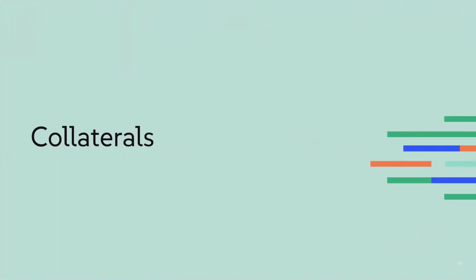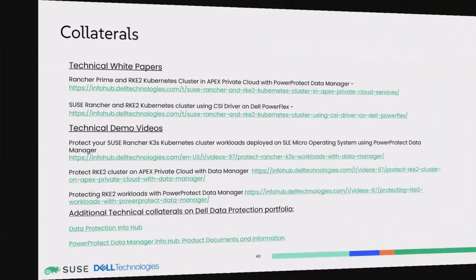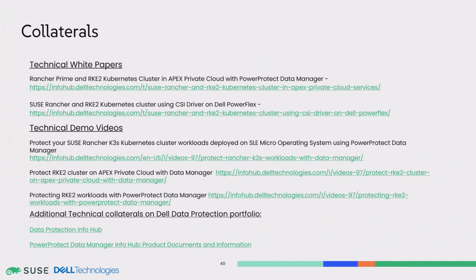Vinod will cover the collateral section. Thank you, Jason. We will now see some of the collaterals created for this joint solution. These are the joint solution deliverables that are published and live. Refer to these collaterals for more details on PowerProtect Data Manager protecting the SUSE Rancher Kubernetes workloads. For more details on Dell Data Protection Portfolio, refer to the Data Protection Info Hub link on the slide.